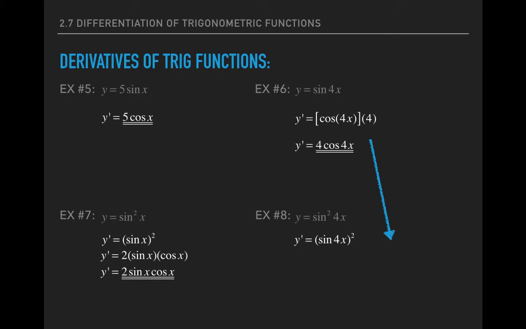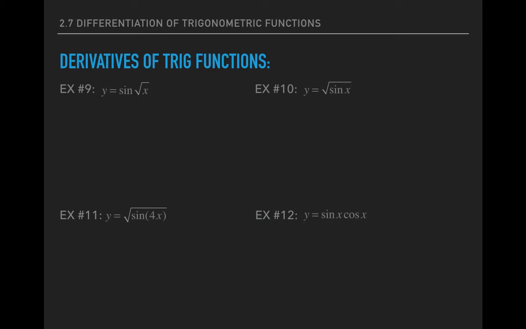This is really cool. This is the chain rule applied twice. You take 2 times the inside function. That's that outside function's derivative with the inside function still plugged in. And then you take the derivative of the inside function, sine 4x, which is cosine 4x times 4. You can simplify this. It would be 8 sine 4x cosine 4x. I think that's just so cool, personally. Let's look at some more.